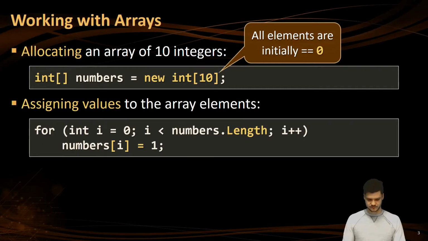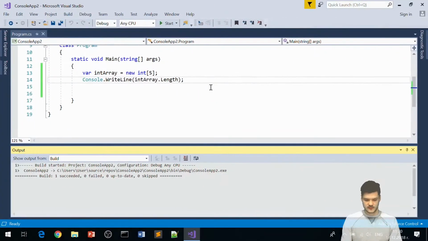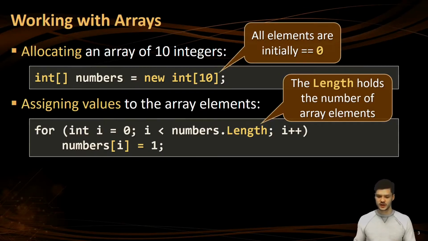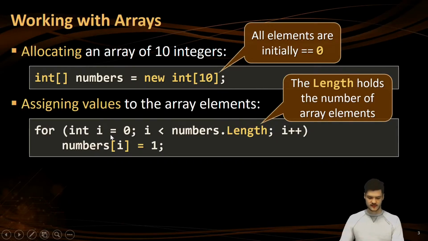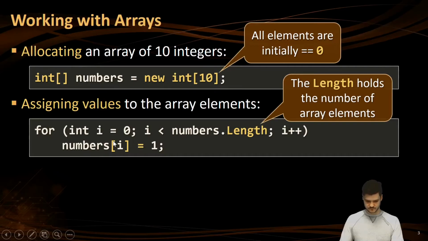So how do we assign values to the array elements? Very easy. It's the same way you assign a value to a primitive type like integer, but we just need to state here at which index you would like to save the variable.